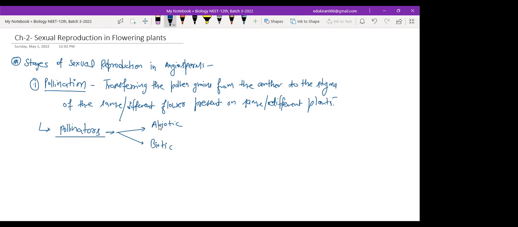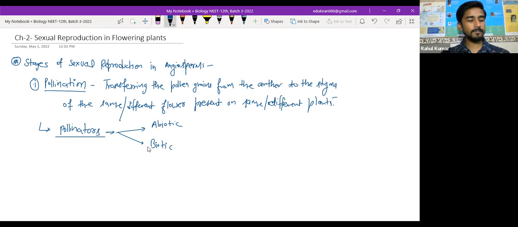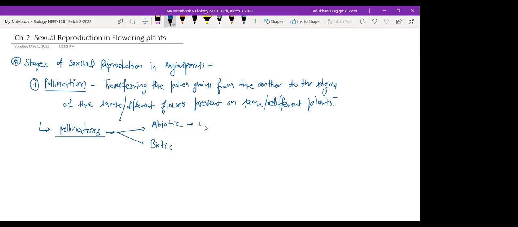Now, what does the word abiotic mean? Non-living. Yes, the word bio means life, right? Remember biology, study of life. So bio is associated with life. So abiotic is non-living factors. So what are the non-living pollinators? Anyone? Wind, water. Yes.